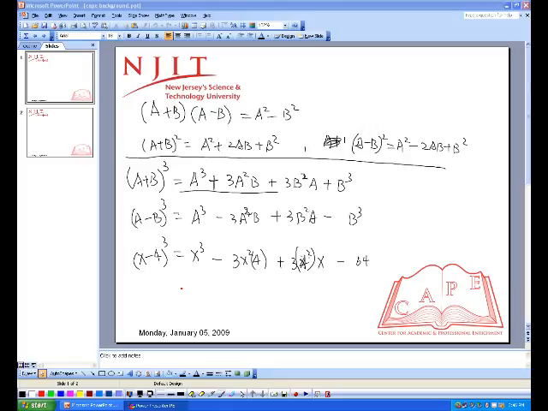So this would give you x cubed minus 3 times 4, which is 12x squared, plus 4 squared is 16, 16 times 3 is 48x, minus 64. Okay, so this will be the answer for x minus 4 cubed after applying the special product formula.